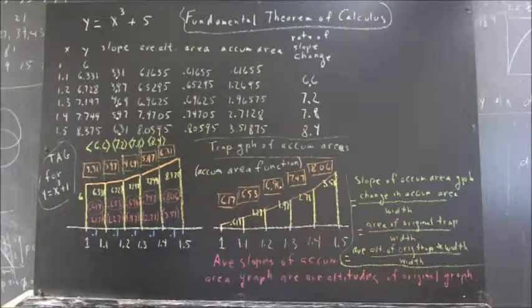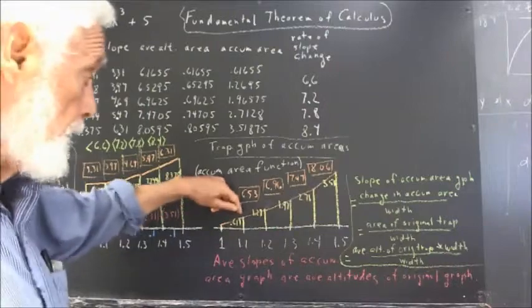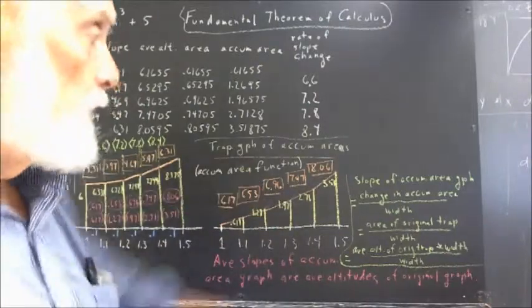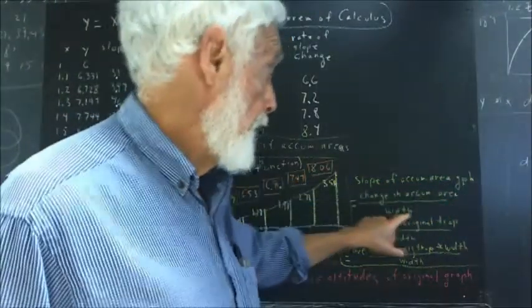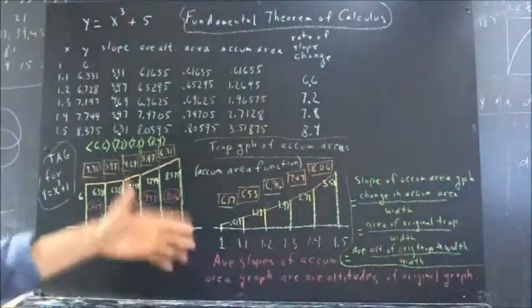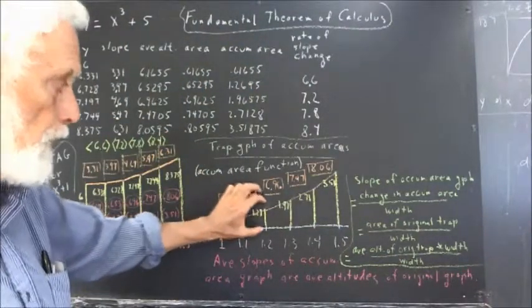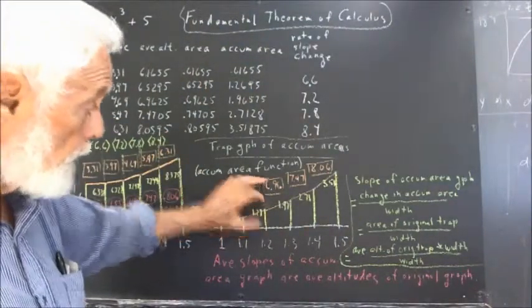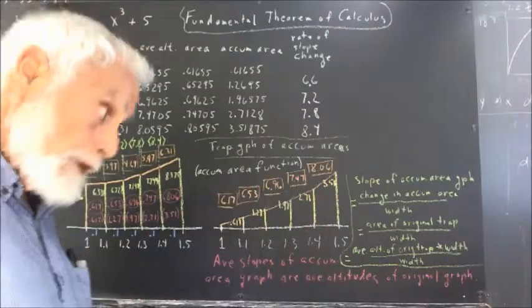You want to think deeply about that and make sure you understand how that gave us the difference between this and this. So that the slope of the accumulated area graph between here and here is just the change in the accumulated area divided by the width. And of course, that's no surprise because these are accumulated areas. We take the change in these quantities and divide by the width.